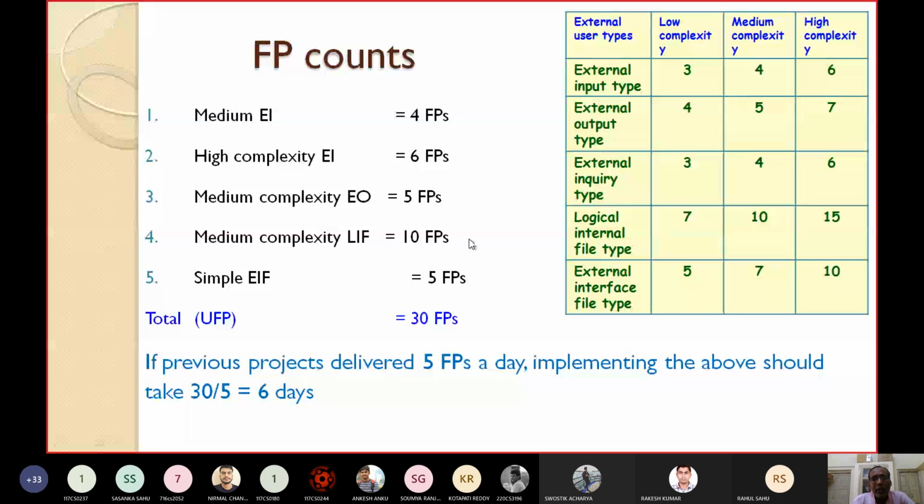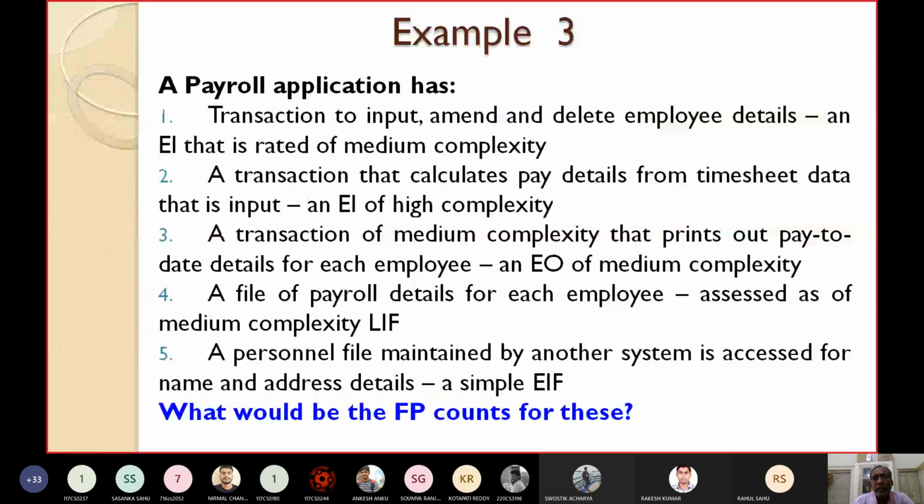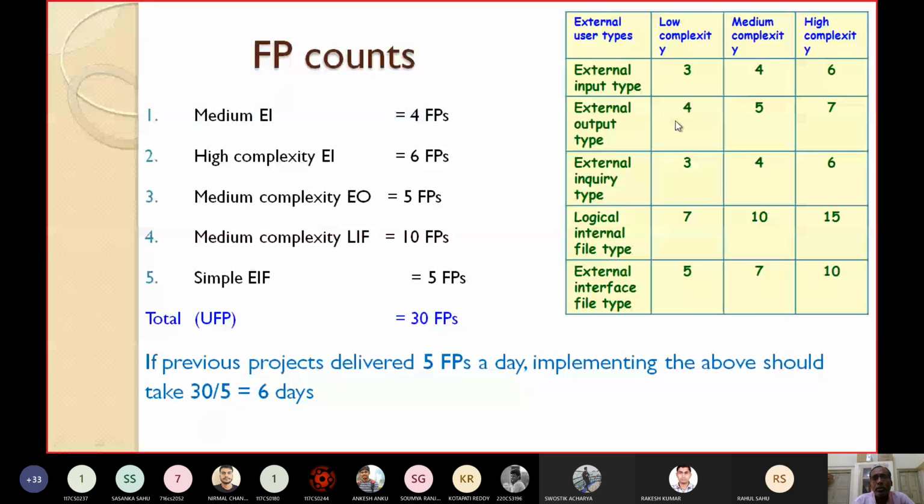And what about the inquiry? No inquiry, so we have not taken it. And external interface, yes, we have taken it. It is a simple interface, a simple EIF. For interface, simple is 5 FPs. So we have given a simple EIF 5 FPs. So total UFP is equal to, just add those things, 30 FPs. This is the unadjusted function point.